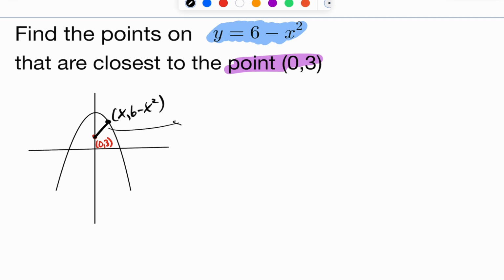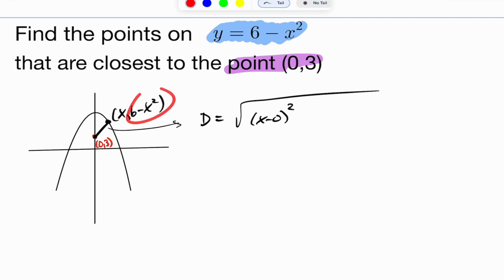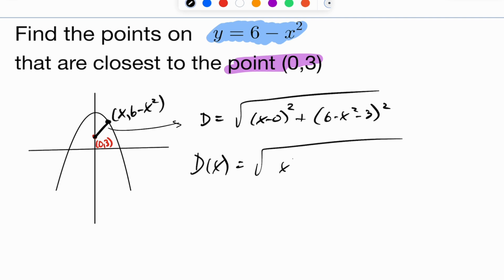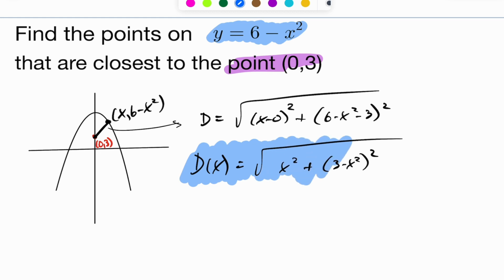So when we're minimizing distance, I go to my distance formula. The distance is going to be the square root of the change in x, so this would be (x minus 0) quantity squared. Again, that's (x2 minus x1) squared, and then (y2 minus y1) squared. So my distance function, which is a function in just x, is the square root of x squared plus, this will simplify to become, (3 minus x squared) squared. Now I'm looking to find the derivative of this function, find its critical points, and then examine these to try to find minimal distance.